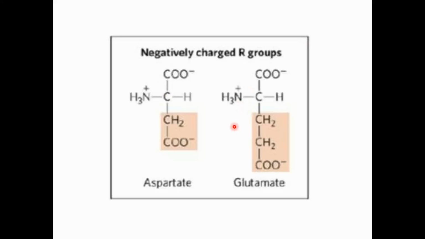And the other is glutamate, and it has the same negative charge. Why? This positive and negative cancel each other, and then this amino acid has an overall negative charge because of this COO minus.